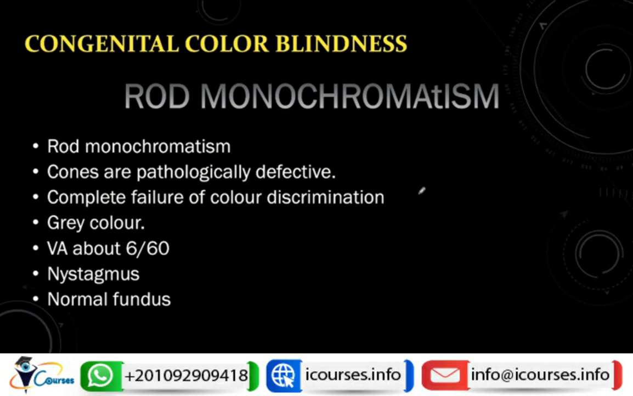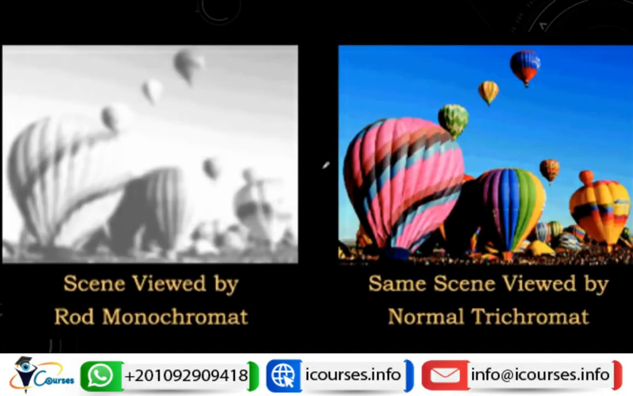They have nystagmus, and they have a normal fundus, so you will not see any abnormality in the fundus, since they have malfunctioning cones, but they will have an anomalous electrophysiology, as we will see in the next lecture. Sorry, in the next week. So here is the scene as viewed by a normal individual, but the patient who has rod monochromatism will see only gray color.